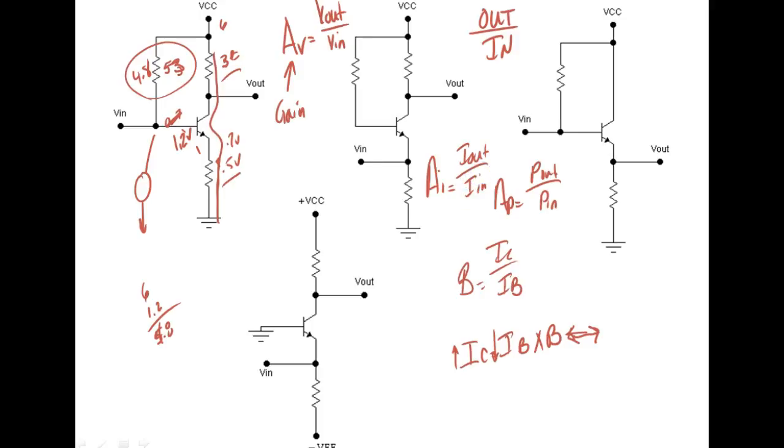Now, which one of these is the most important? Which gain is the most important? This gives people work. This is work. This is how much work I'm getting.